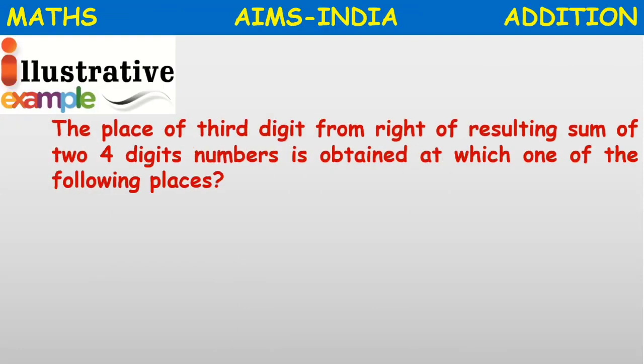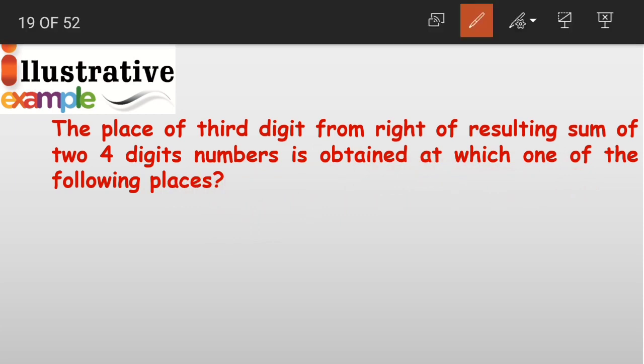And now before moving on to today's topic, let us do a small illustrative example. The place of third digit from the right of resulting sum of two 4-digit places is obtained at which of the following places? What is he saying? We have two 4-digit numbers, okay, and the resulting sum. What does sum mean? Sum means addition. So when we add two 4-digit numbers, what is the place of third digit from the right?